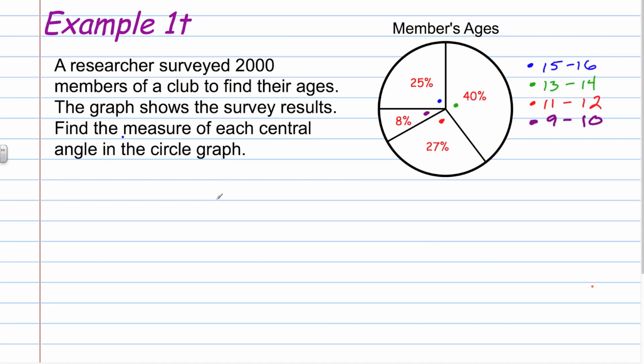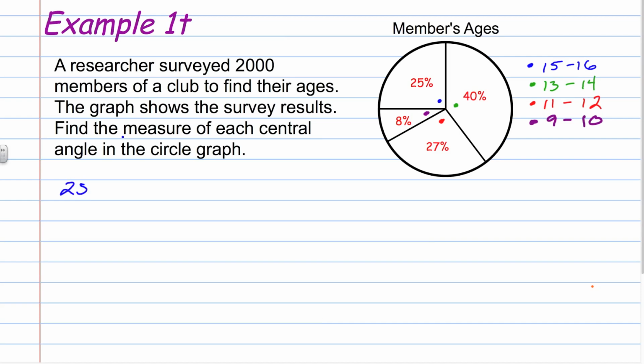Here we have a problem-solving situation. Example 1. A researcher surveyed 2,000 members of a club to find their ages. The graph shows the survey results. Find the measure of each central angle in the circle graph. Well, first thing you should know is in a circle there are 360 degrees. So what this boils down to is a basic percent problem. We know that 25% of the members here in blue, the 15 to 16-year-olds, were 25%. So let's check that out.